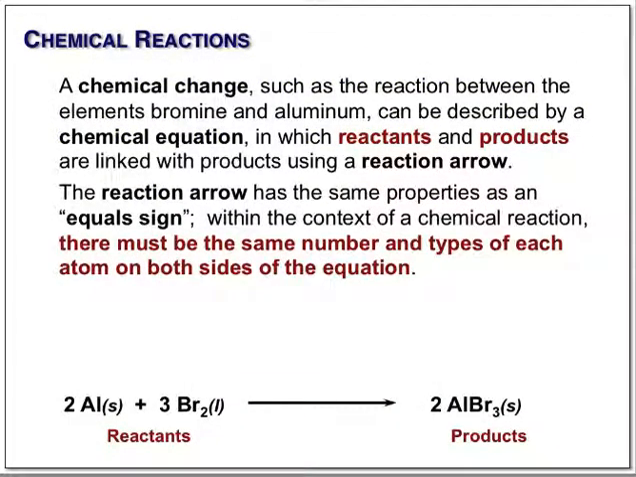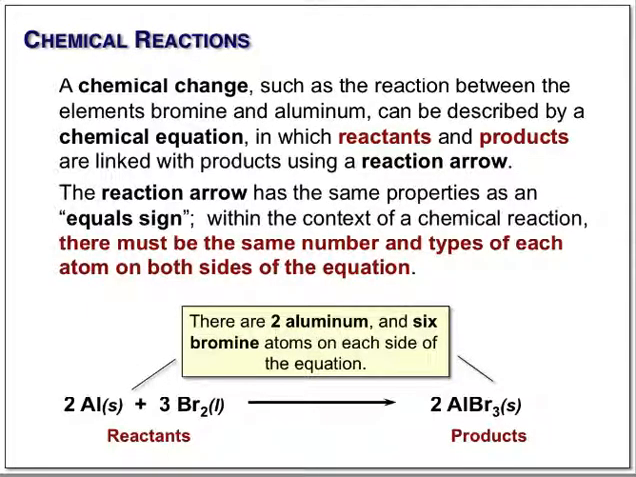Remember, a chemical change can be described by a chemical reaction. In this case, we have aluminum reacting with bromine to give aluminum bromide. If we look at the equation that we have here, we have two atoms of aluminum on this side. We have 6 atoms of bromine and 6 bromines here. The arrow in a chemical equation has the same properties as an equal sign, so we must have the same numbers and types of atoms on both sides.